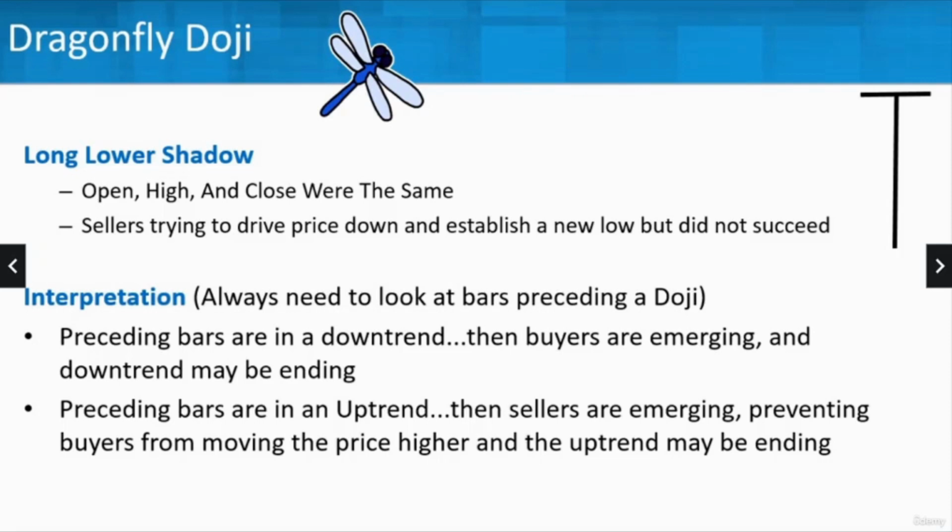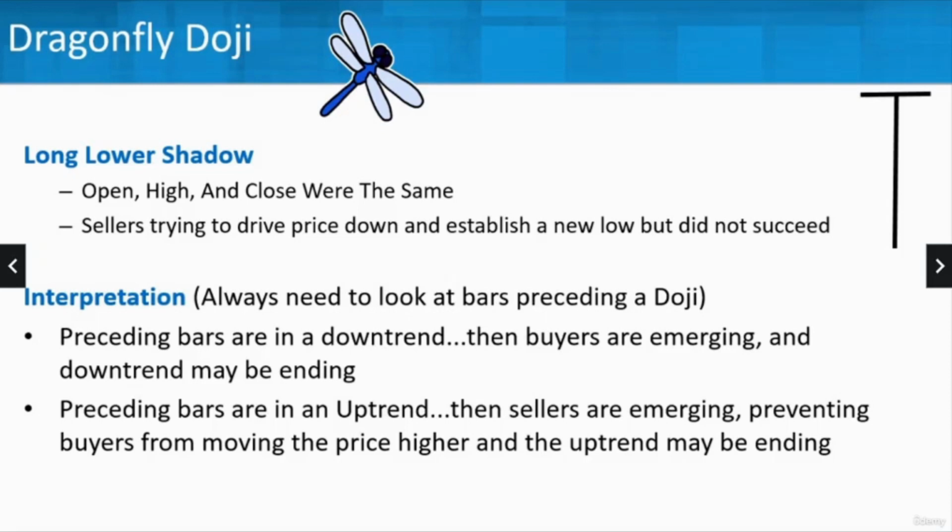If the preceding bars were in an uptrend, then sellers are emerging, preventing the buyers from moving to a higher price, and the uptrend might be ending. So you think about that. We opened at this price. Buyers might be wanting to go higher, but oh my gosh, there are all these sellers who just drove everything lower, and the buyers couldn't even move it above the opening price. They got kind of stuck there. So it's another way to look at it, but it shows the uptrend might be ending.